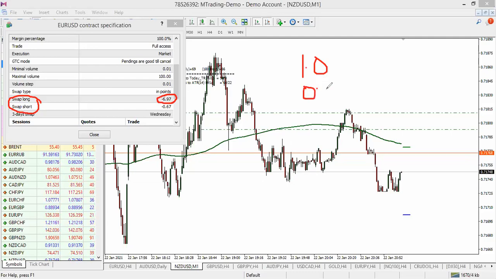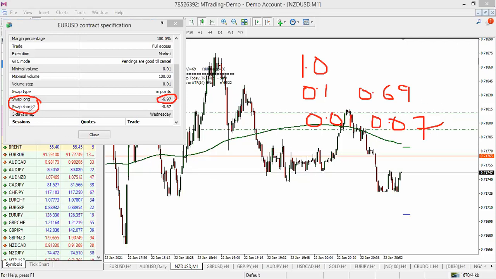So if you use 0.1, this amount will be divided by 10, which means you're going to be charged 0.69, or let's say 0.7. If you're using the micro lot 0.01, you're going to be charged 0.07. That's swap every night, this amount, because it's negative. You'll be charged this much. Now, if you short, that is if you sell, it's also negative, but smaller negative. This amount is actually negligible.